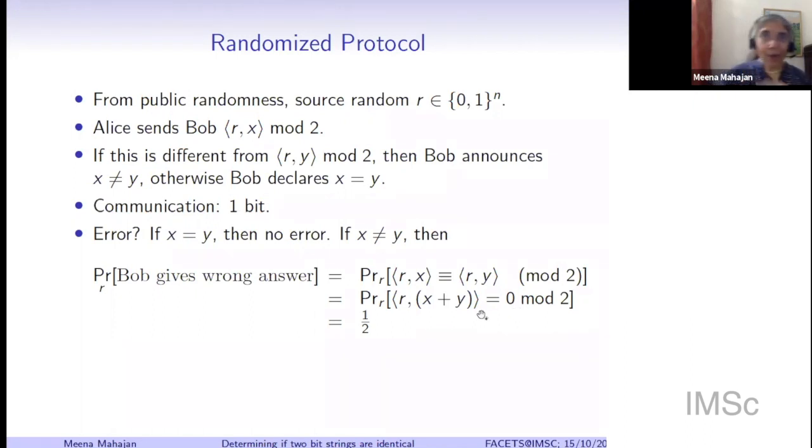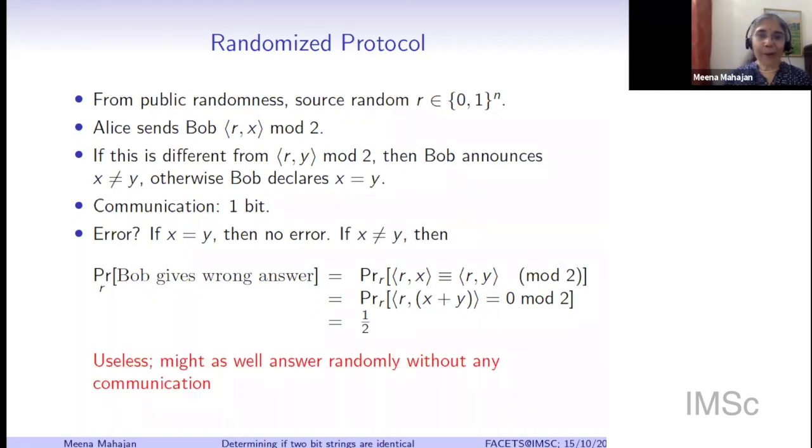So R should be one of these things which misleadingly gives a 0. But we saw that for every R which misleadingly gives a 0, there is another R which gives a 1. So half the R's will satisfy this. So the probability of error is half. That's not good news. Probability of error is half. Why do you need to communicate anything? Without doing any communication, Bob can toss a coin and say, okay, this is the answer. With probability half, it will be right.